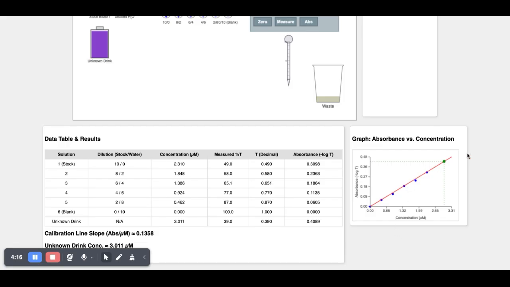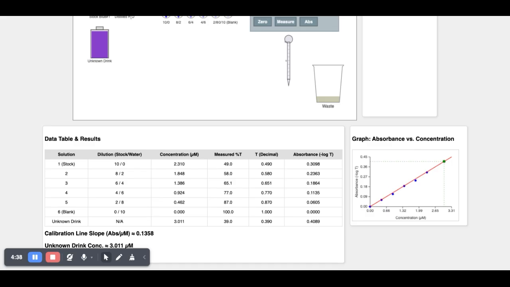The graph shows a linear graph, which confirms Beer's law that the absorbance is proportional to the path length b through the sample and concentration of the absorbing species. The slope of my line is 0.1358 absorbance per concentration.